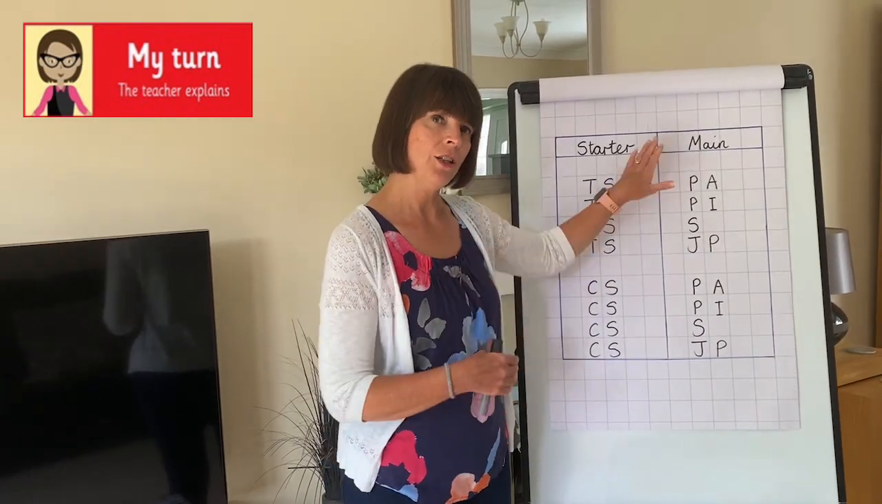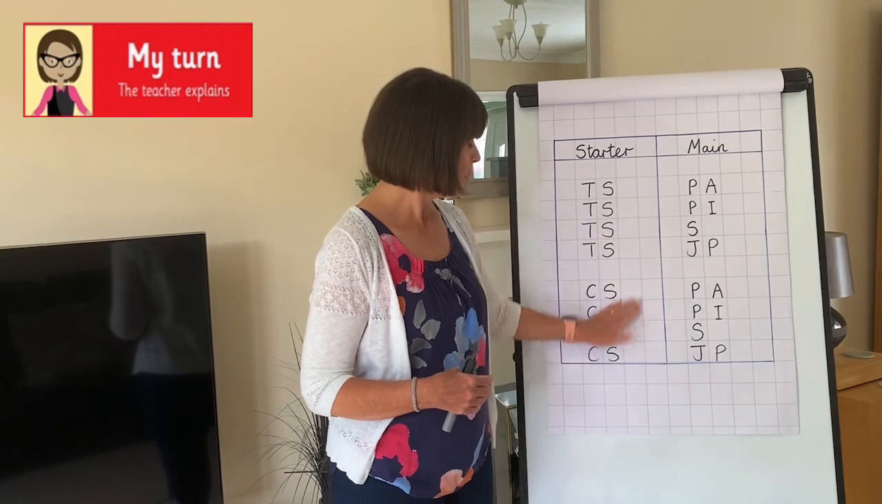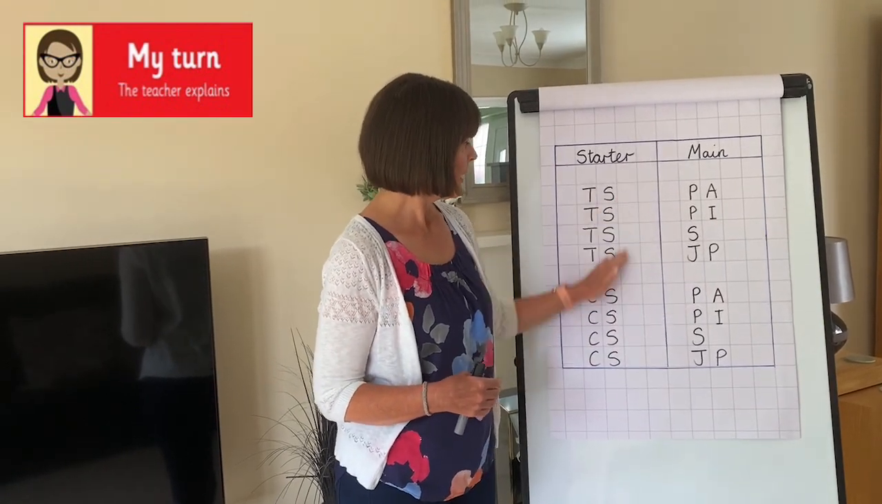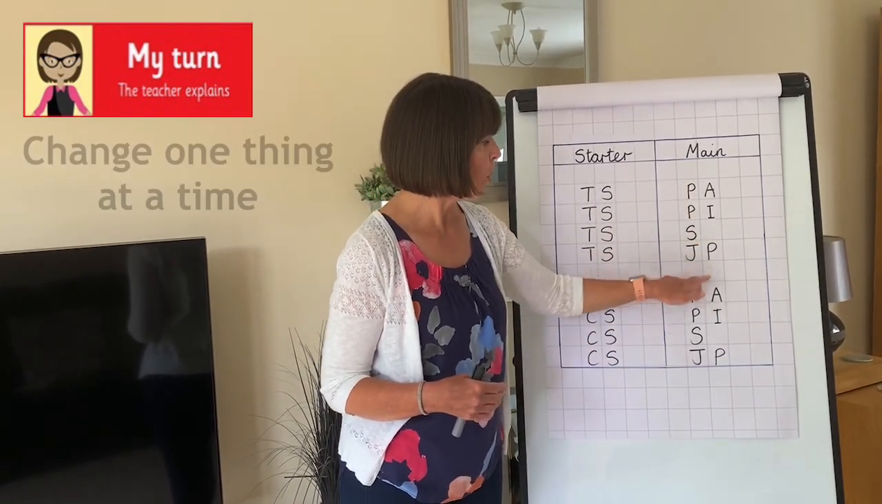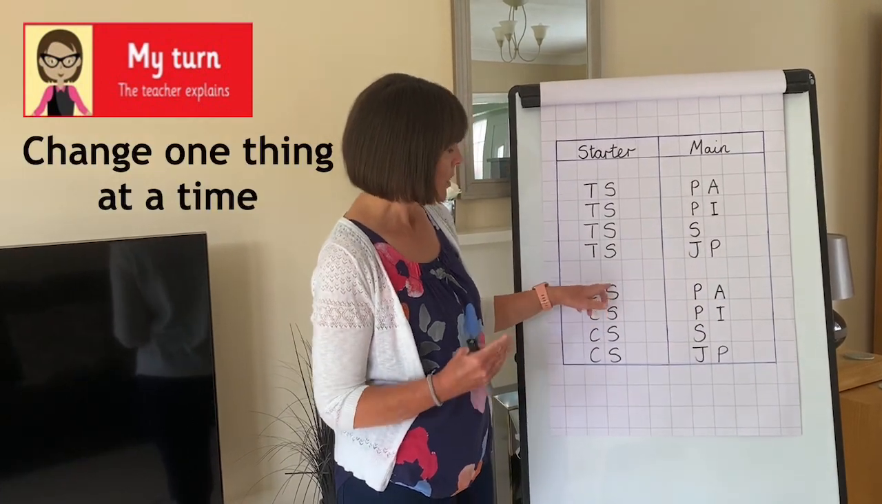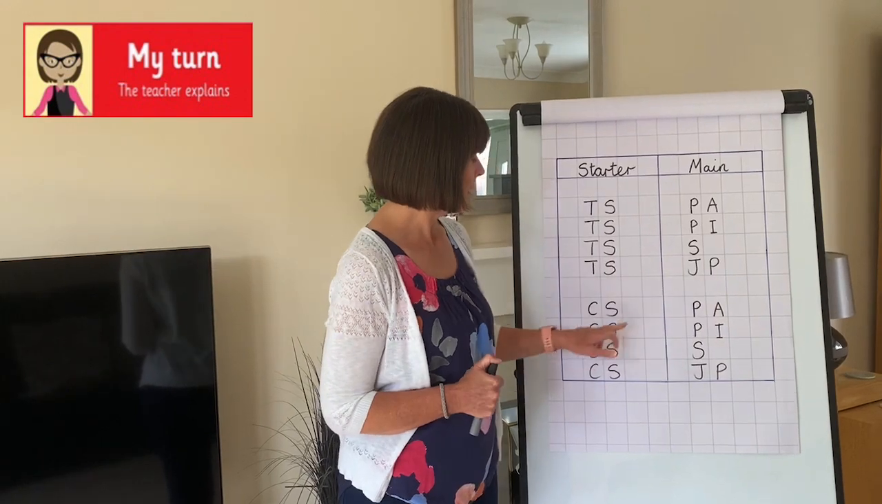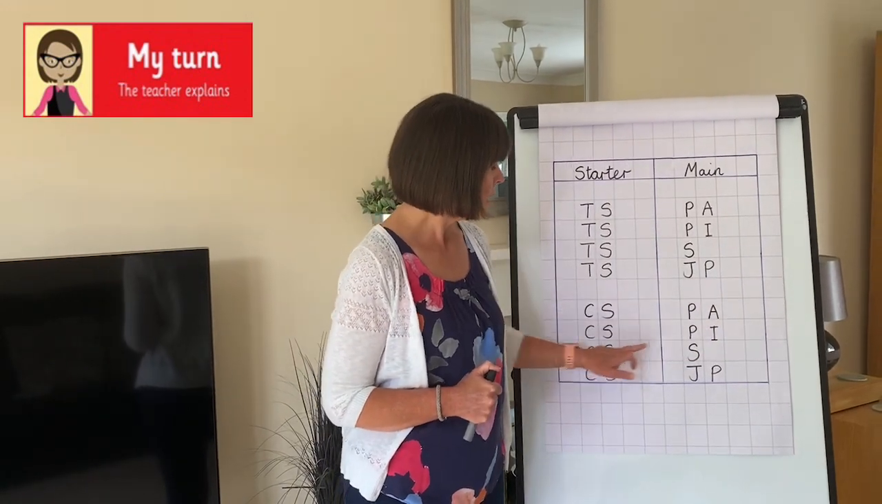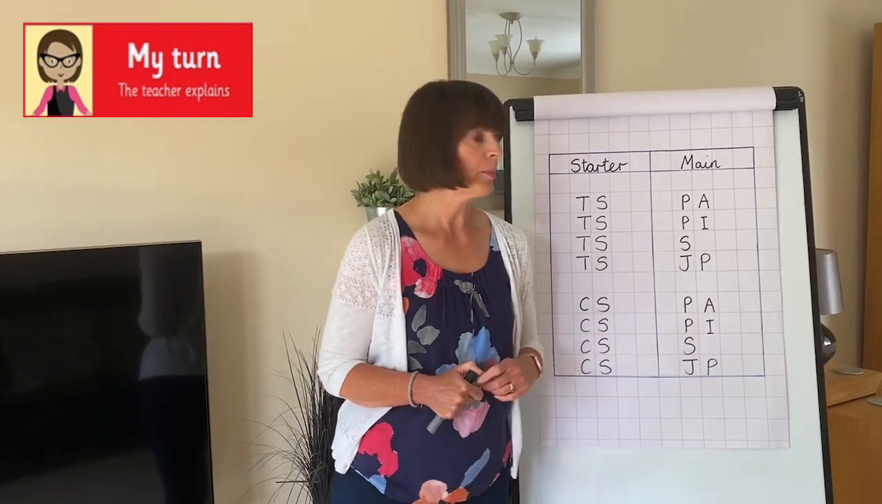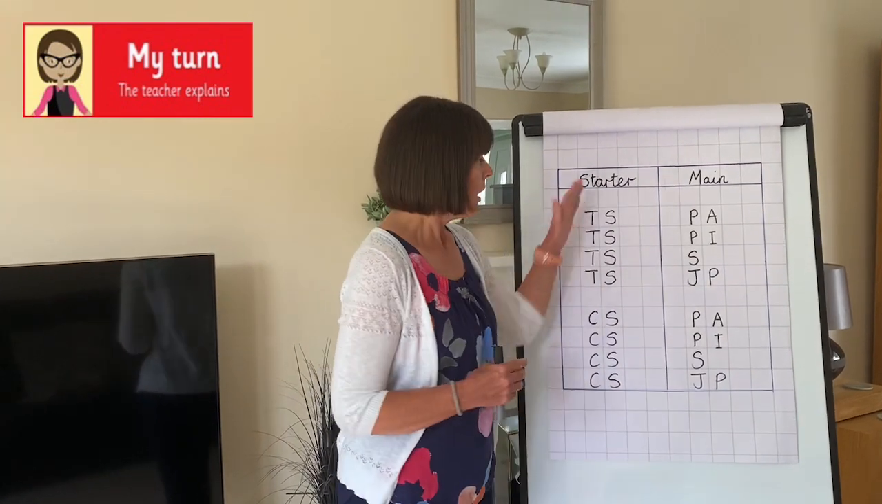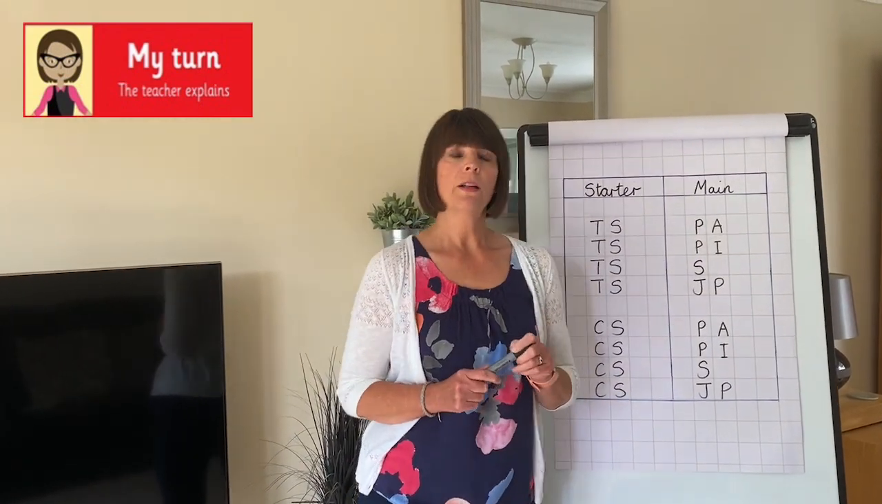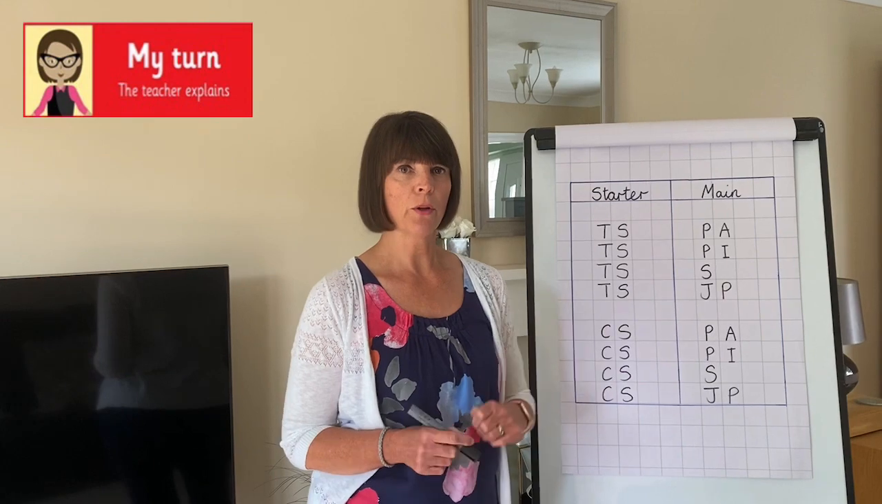Now I've found all possible answers to go with the tomato soup. I've now changed that and moved on to the chicken soup. So I kept these the same and I've changed one thing on this side. So those possible answers that you've just had a go at would be the chicken soup and the pasta, chicken soup and the pizza, chicken soup and the salad, chicken soup and the jacket potato. Okay, so that's how we might record our ideas to show all possible combinations.